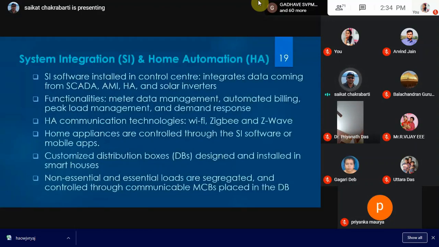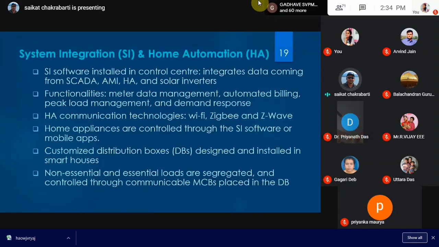So how do we do that? We'll come to that. Before that, these four things were actually integrated into a system integration platform. So all these four components are integrated here. We have data from all components. Then you take whatever control actions you would like to take.